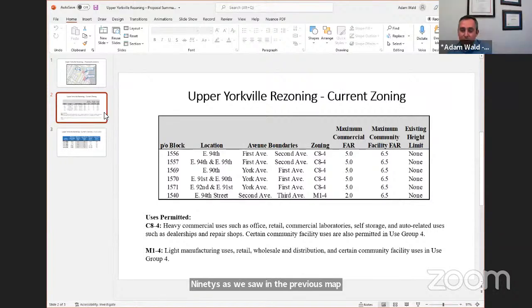And the commercial zoning is 5 for the C8-4 zones and 2 for the M1-4 zone, and the community facility is 6.5. And using community facility density, you can actually stack uses. So you could build a 6.5 community facility project, of which 5 could be commercial. So that's why it's important to not necessarily look at the commercial densities, but to note that you can stack these uses under the 6.5 FAR. And so this is what can be built now.